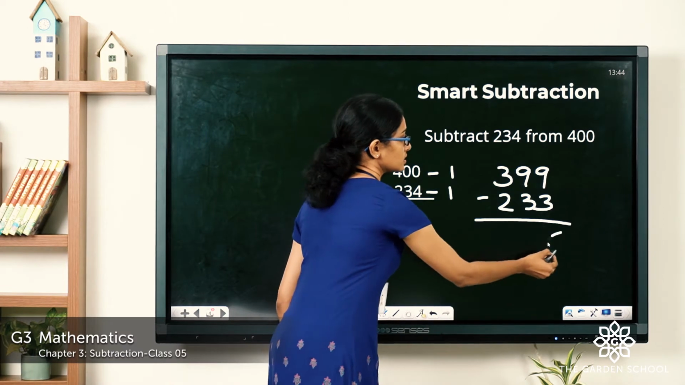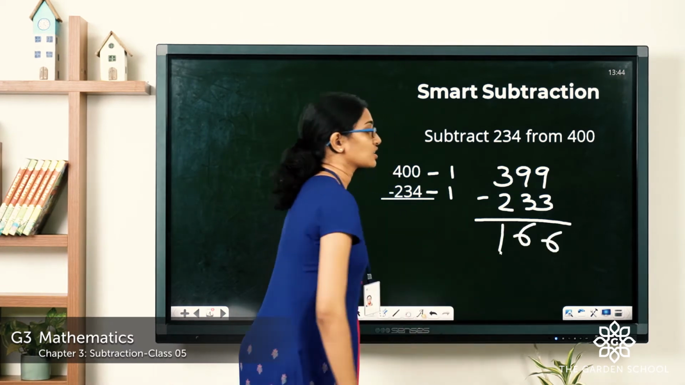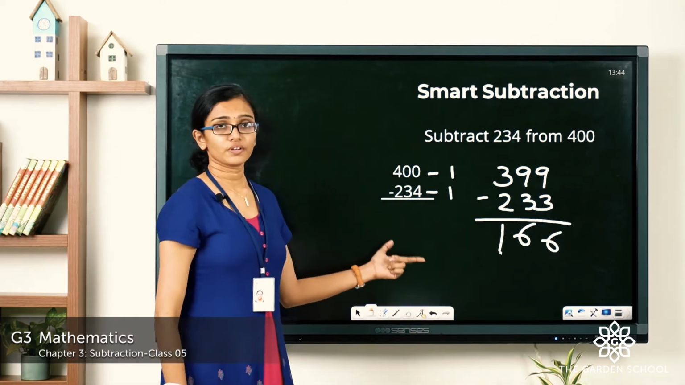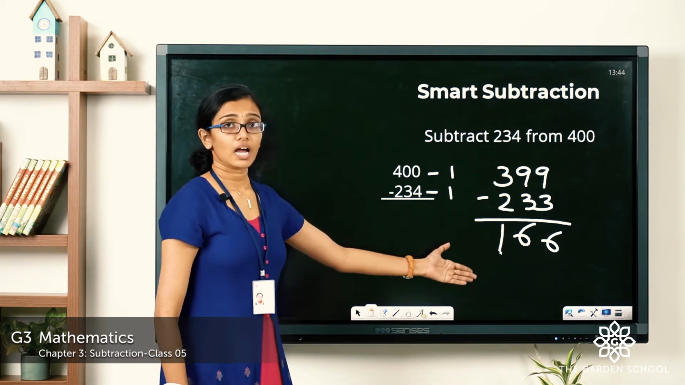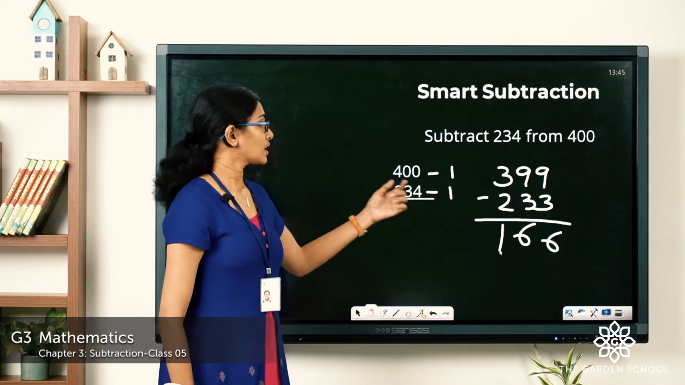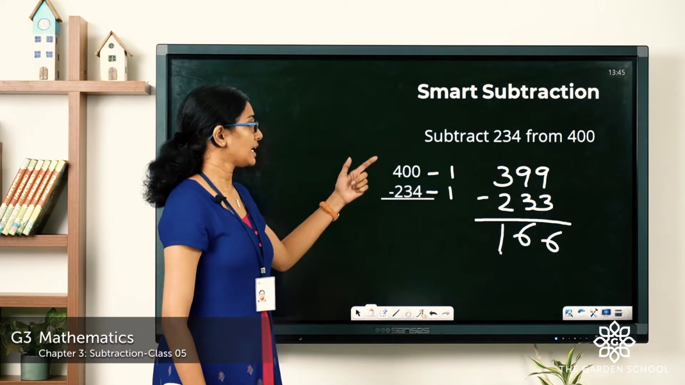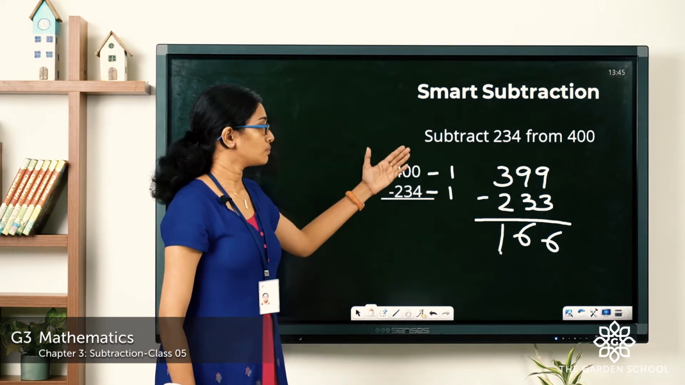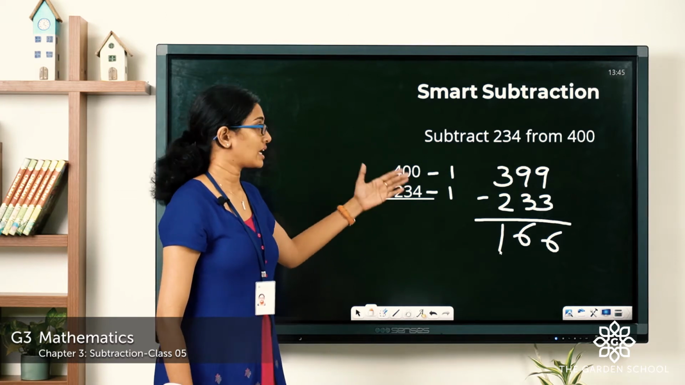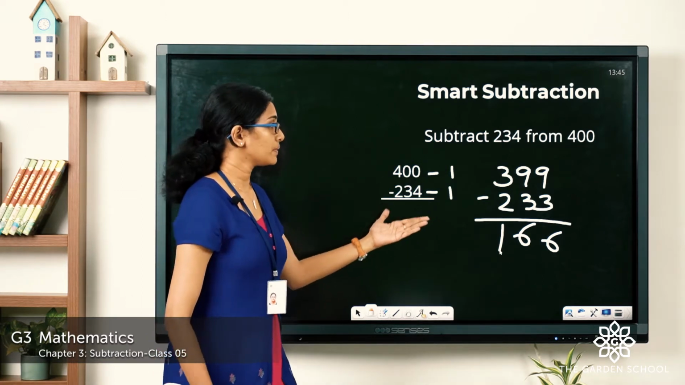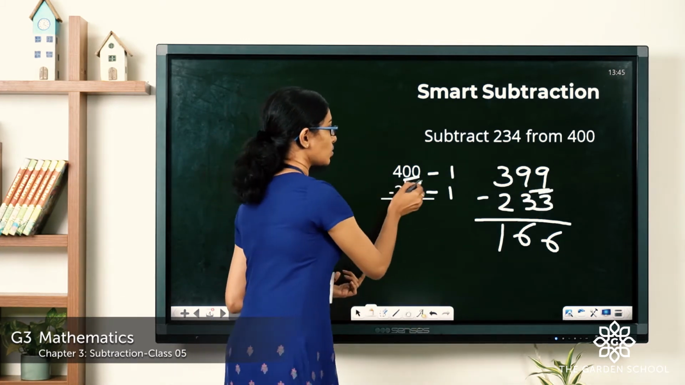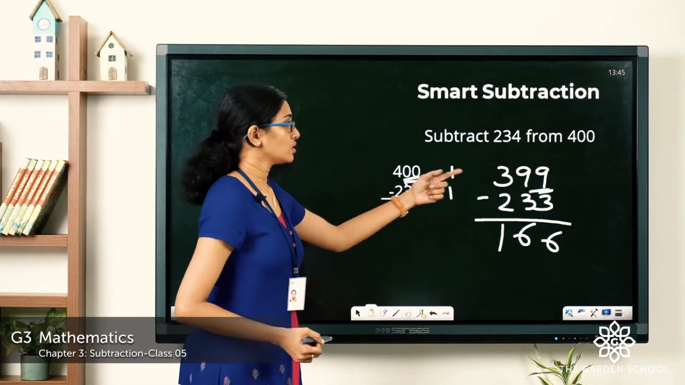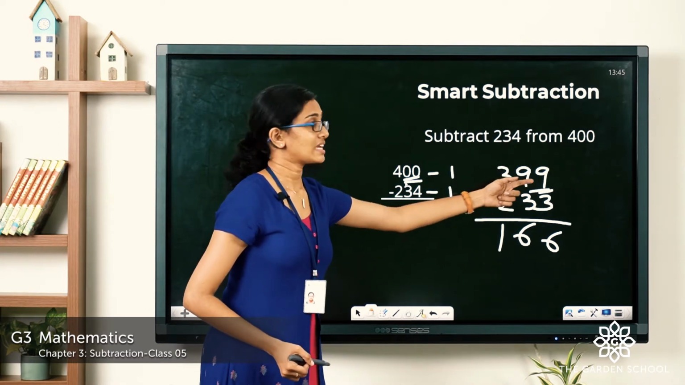Now, I am doing this subtraction. 9 minus 3, 6, 9 minus 3, 6 and 3 minus 2, 1. See, the difference remains the same. The answer is the same. Here, am I doing any regrouping? No. Instead of regrouping, I have subtracted 1 from both the minuend and the subtrahend. And when I did that, what happened? In all the places where you had zeros in the actual minuend, you have now the digits 9.